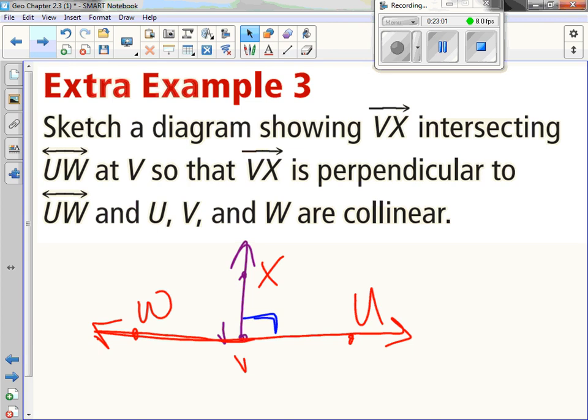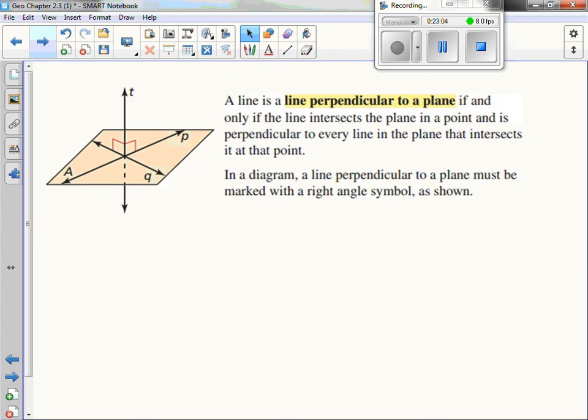That leads us to another postulate. A line is perpendicular to a plane if and only if the line intersects the plane in a point and is perpendicular to every line in the plane that intersects it at that point. So a line is perpendicular to the plane if it's perpendicular to any other line we can draw on that plane. In a diagram, a line perpendicular to a plane must be marked with a right angle symbol as shown. You can do 1, but it has to make a right angle.